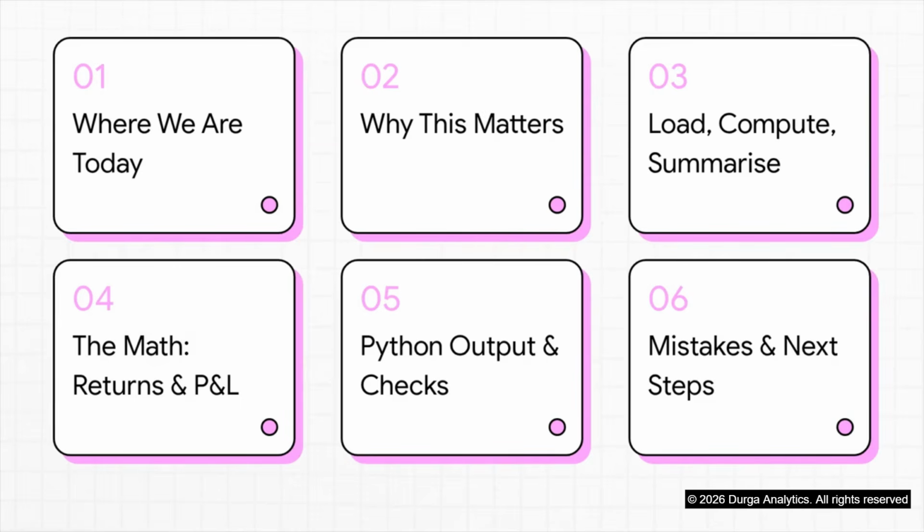So here's our syllabus for today's explainer. Where we are today, why this calculation matters, load, compute, and summarize, the math behind returns and P&L, Python output and sanity check, and finally, common mistakes and next steps.